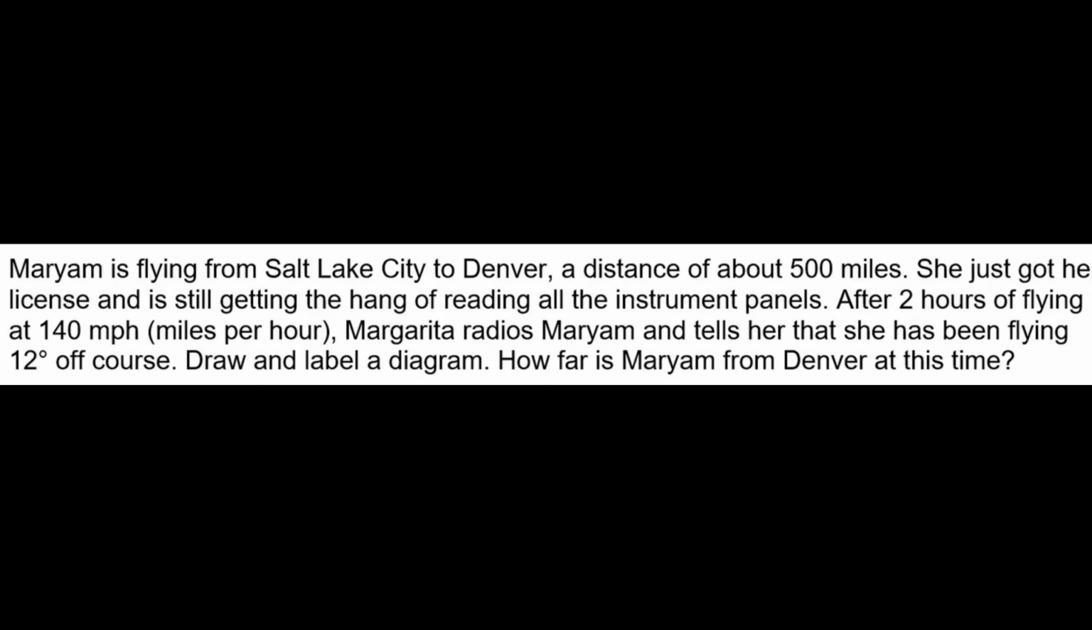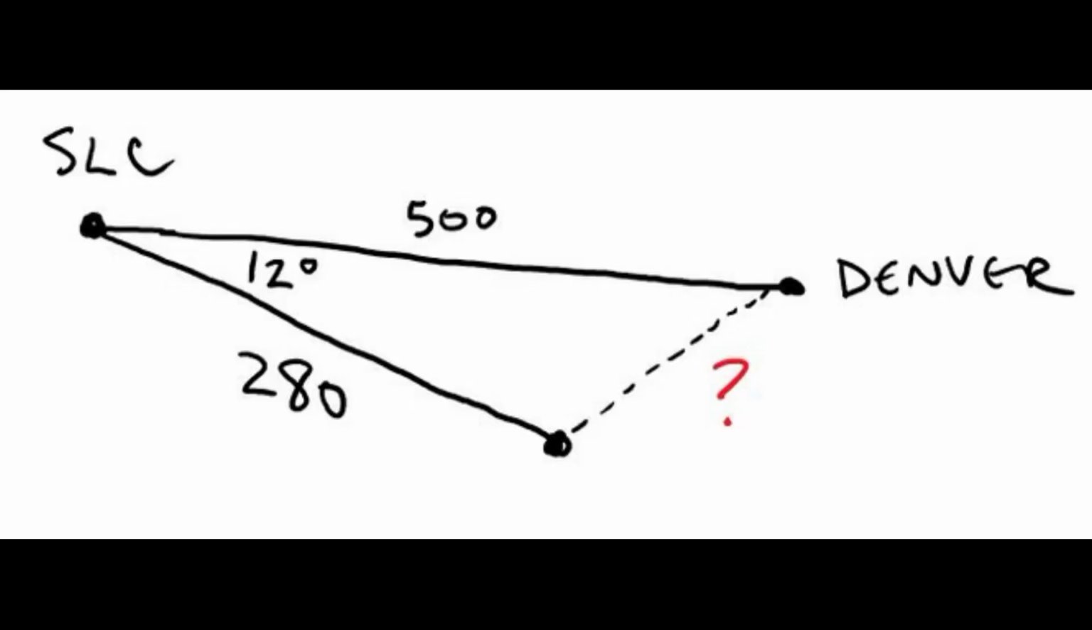There's a little bit of math with this. It says after 2 hours flying at 140 miles per hour, that means she's flown for 280 miles. It's just 2 times 140. That's how I drew this picture here, and that's how I got this 280. So a direct flight from Salt Lake City to Denver would be 500. She's flown 280. It's 12 degrees off course.